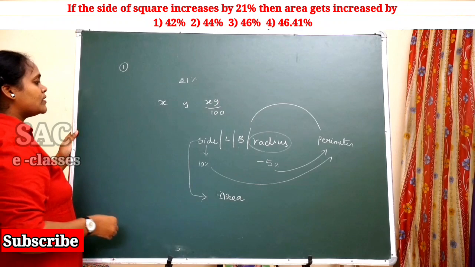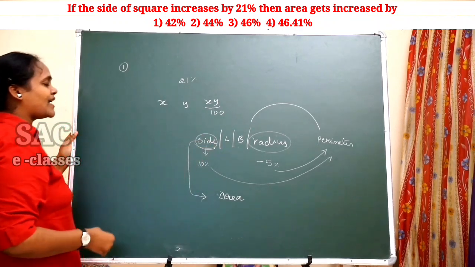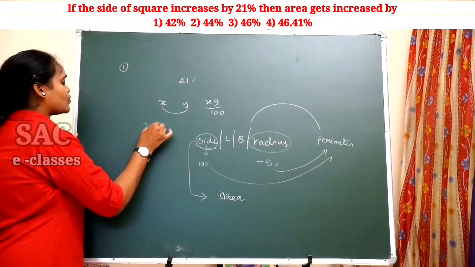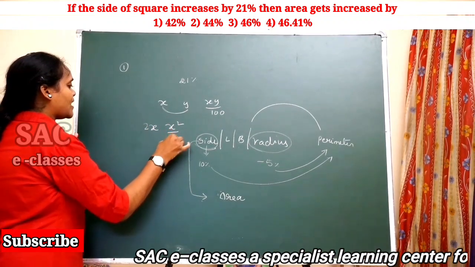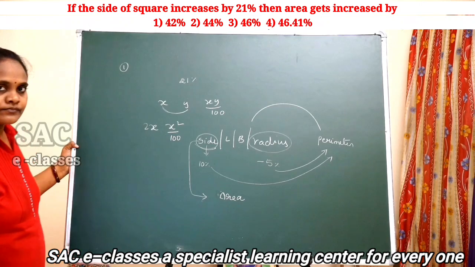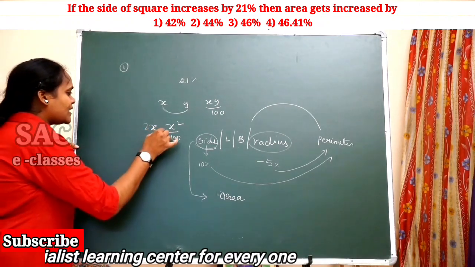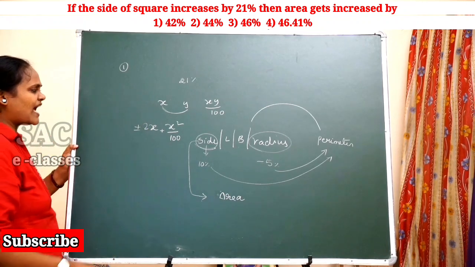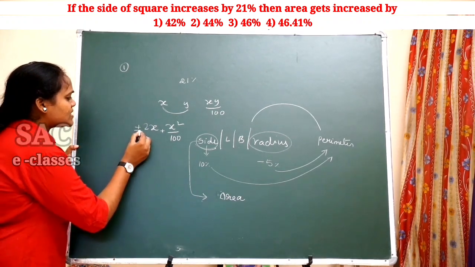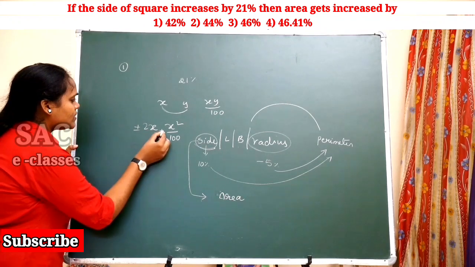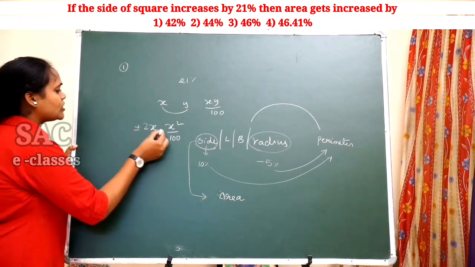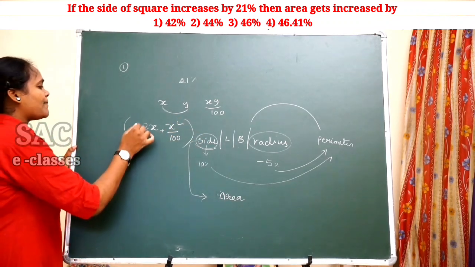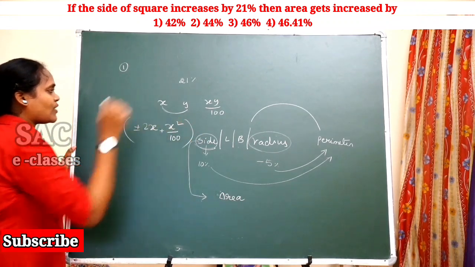Side of a square means only one dimension. That means x and y both are equal. So why can't we write here 2x plus x square by 100? Definitely a plus will come, but this is plus or minus. As you know, the change may be positive or negative, a positive change will give positive, and a negative change also will give positive x square term. So what is the better thing here? 2x plus x square by 100.